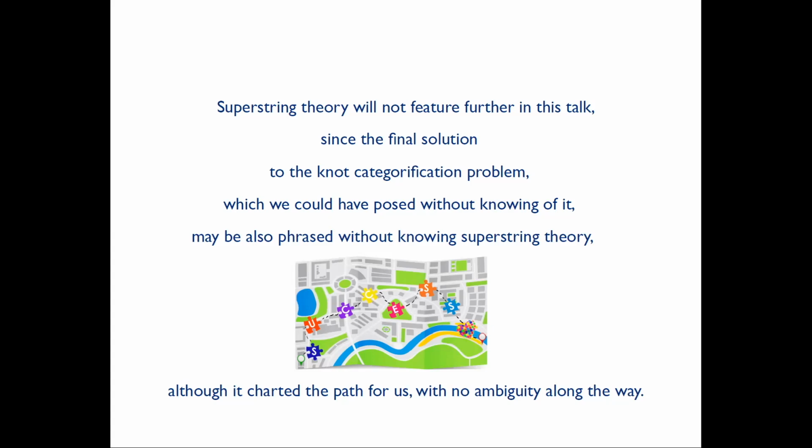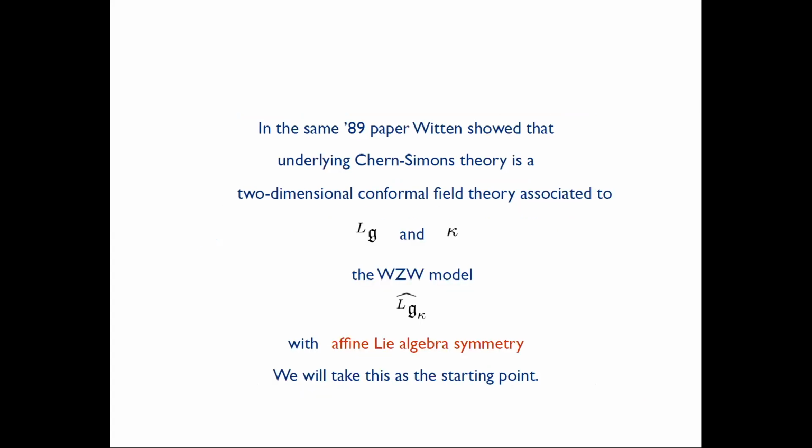So the starting point, if you want, is Ooguri and Vafa's work in 1999. The final answer is what I'll tell you about today. I've described the path between them elsewhere, but today I'll just focus on the answer. Now, our starting point will be a fact described by Witten in his 89 paper on the Jones polynomial, which is that underlying Chern-Simons theory is a two-dimensional conformal field theory associated to G and the Chern-Simons level kappa. The double is the W model, which has an affine algebra symmetry.